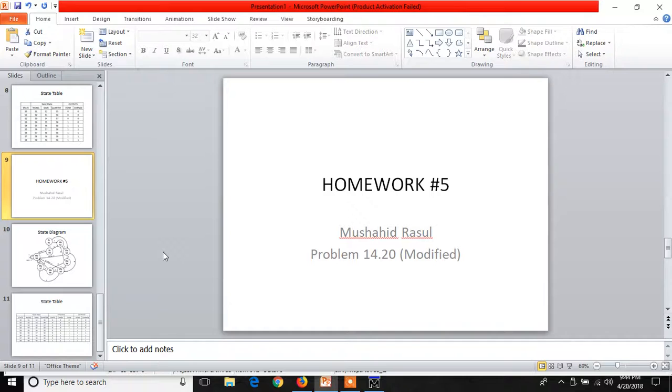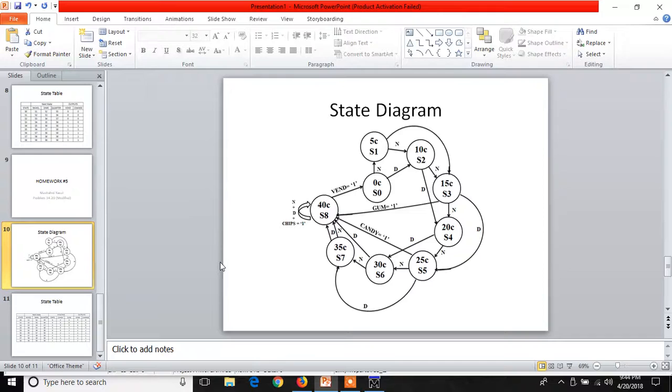I added candy and I added gum. Gum is 15 cents and candy is now 25 cents, and chips are the original 40 cents. So here is my state diagram.